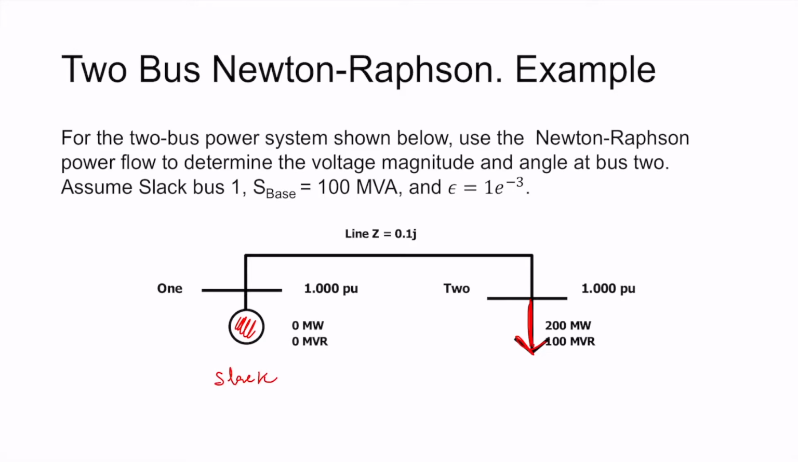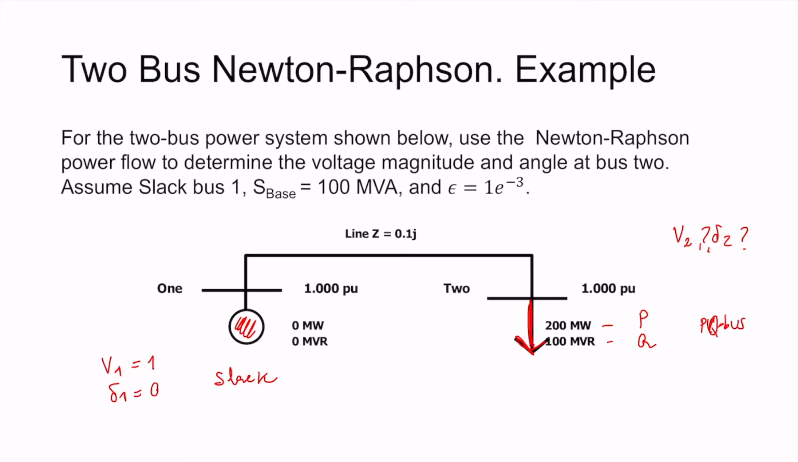So I know that the voltage magnitude is fixed. It's not a decision variable, and the phase angle is also fixed. I will fix it to 0. In the second node, I know P and Q. This is P, this is Q. So I don't know the voltage V2 and delta 2. So this node is a PQ bus.